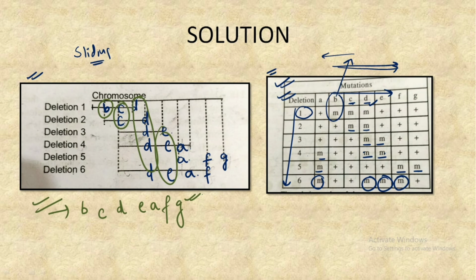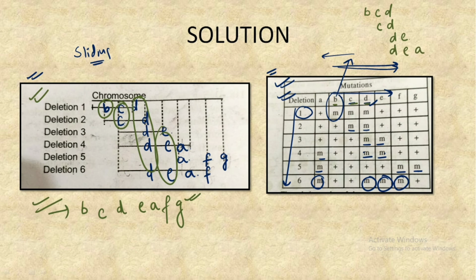The second way to solve this question is that instead of analyzing and overlapping these two graphs, just use the second graph and solve the question. Let us solve it by the second method also. We have the initial deletion as B, then C and D. So first we have B, then C, and then D. The second deletion has C and D. In the third one we have D and E. In the fourth one we have D, E and A.